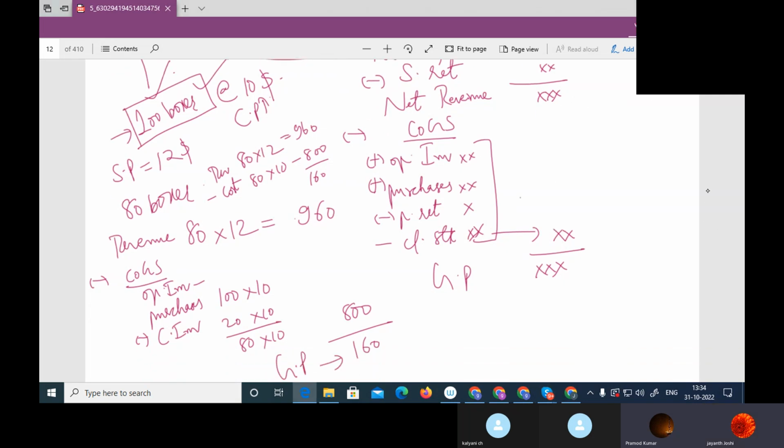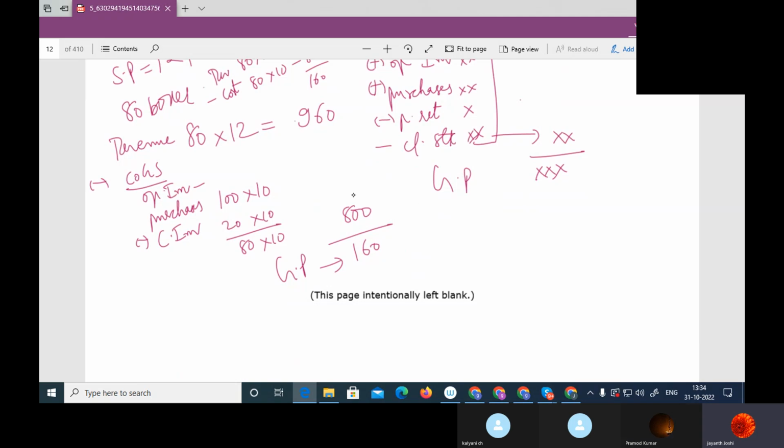So now we are moving forward. Gross profit is not the end, because ultimately we have to reach net profit. So, less operating, administration and selling expenses.